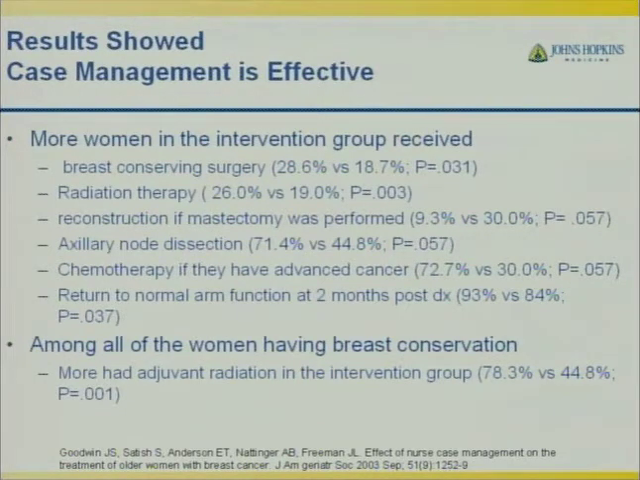And yet, even at those, you see that nothing is at 100%. And still is not today, but is getting there. And return to normal arm function, and this was related to the axillary node dissection and arm movement for some patients being difficult. Among all of the women having breast conservation, more had adjuvant radiation therapy as well in the intervention group, and that was a very wide difference of 78.3% compared to prior to that 44.8%.